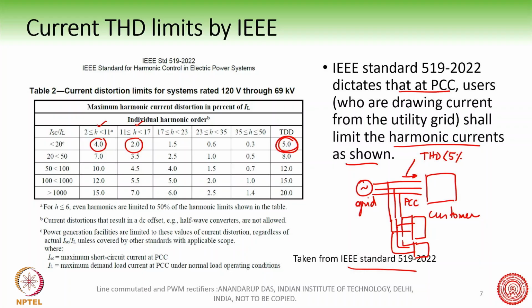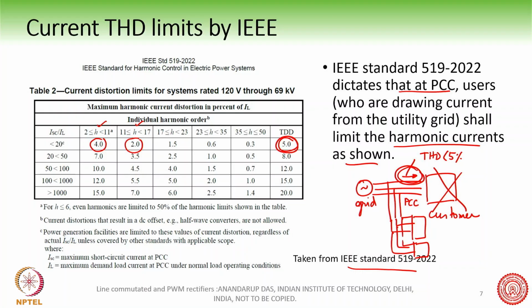With those kind of very peaky currents, you will not be able to put this equipment into the grid. The grid will not allow you, because you will not be following this kind of standard. Therefore it is important for us to improve this current harmonic profile.